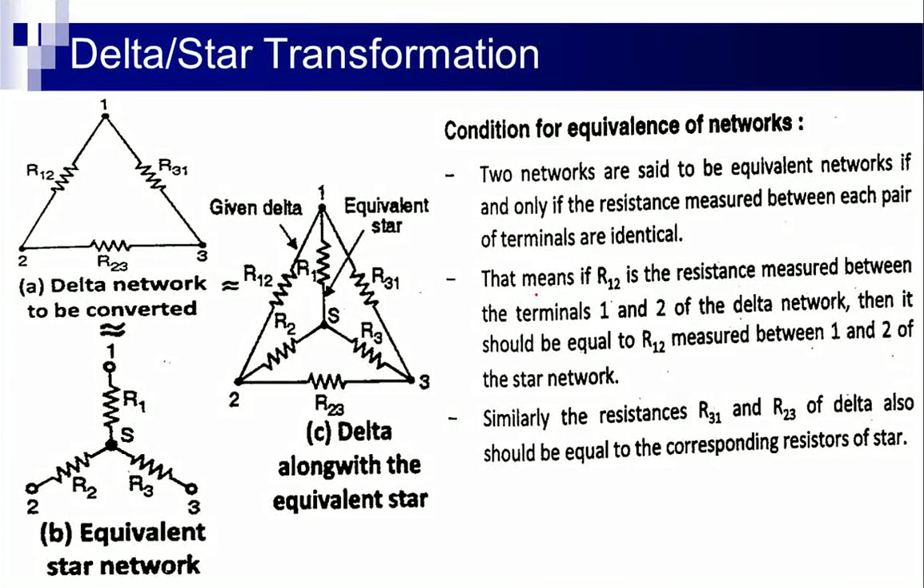So the condition is that if the resistance measured between each pair of the terminals is identical, then only we can say that the given two networks, that is delta network and star network, are equivalent networks. So what are those conditions, or how to find them out? What is the formula derived to find the resistance between the two terminals of each pair? So we are going today to see that derivation.